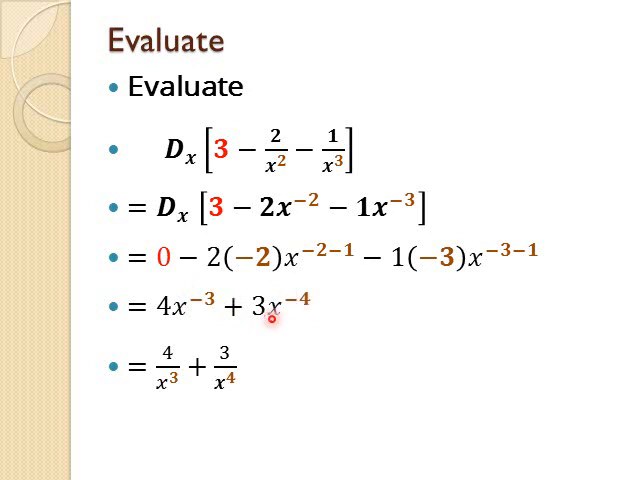Right, the negative exponent is made positive, so x negative 3 goes to the bottom, becomes x to the power 3, and 4 simply stays on top. There 3 stays on top, and x negative 4 goes to the bottom and becomes x to the power 4.